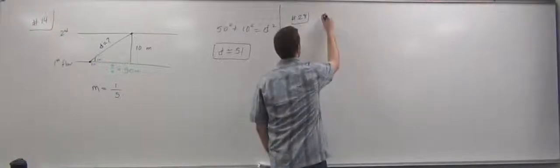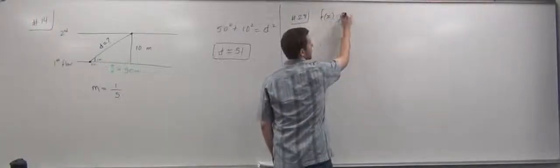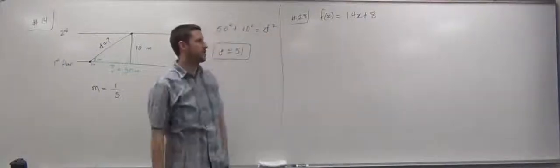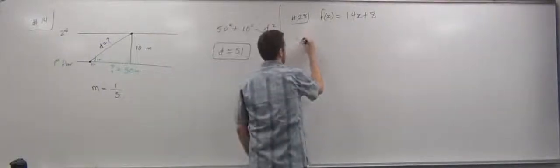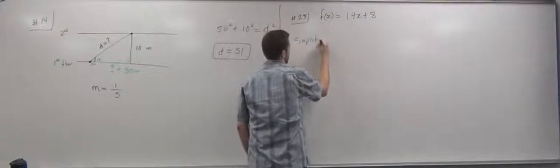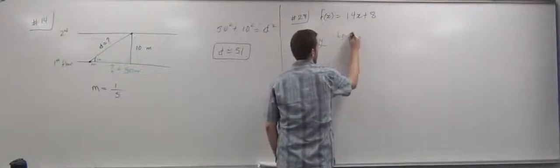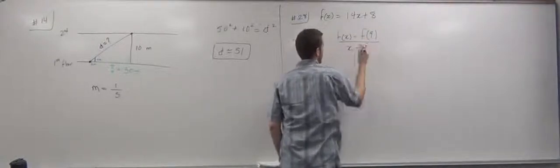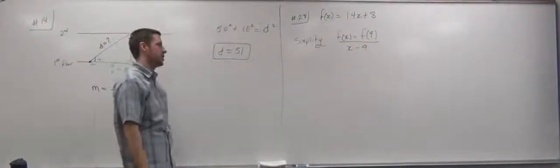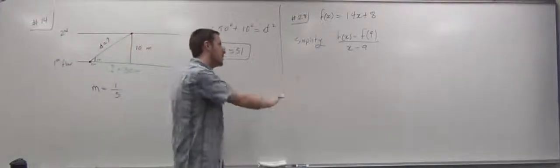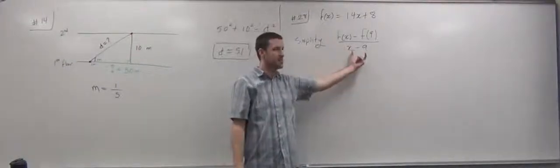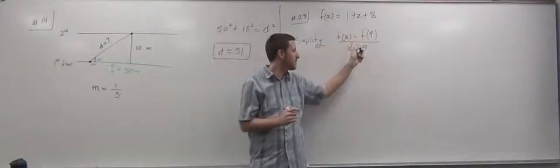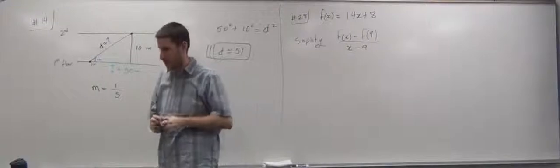It gives you a function, 14x plus 8. Then it wants you to simplify the expression. And so we want to simplify f of x minus f of 9 over x minus 9. So my question, before I do any algebra, what does this mean? What does this f of x minus f of 9 over x minus 9 mean?